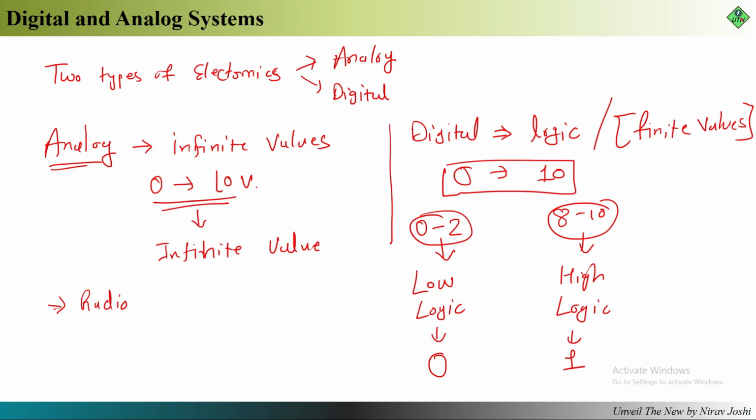For digital, take the example of any microprocessor. In your laptop you have a microprocessor, in your mobile phone you have a microprocessor. Or take any example of a microcontroller, let's say 8051, 8085, Arduino, Raspberry Pi, NodeMCU, any microcontroller, and it works on digital. So these are the basics of what digital is and what analog is.